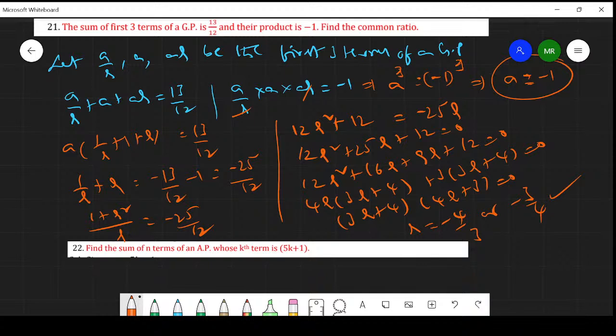I hope you understood this. If you don't, please ask me. I will repeat the problem. Is it clear? If you have any doubt, please ask me. I will repeat the problem if you have doubt. I hope you understood this, right?